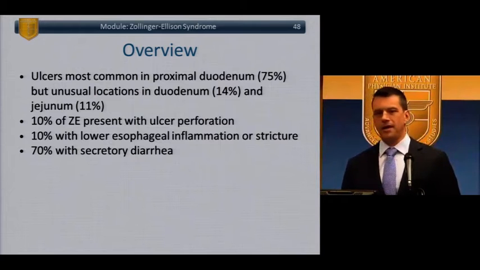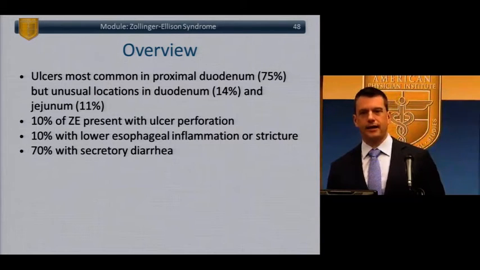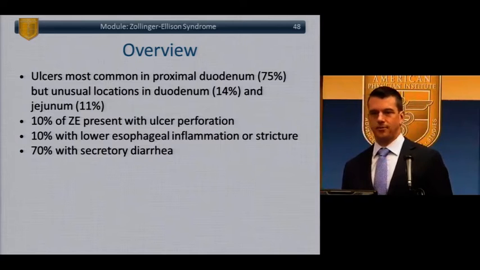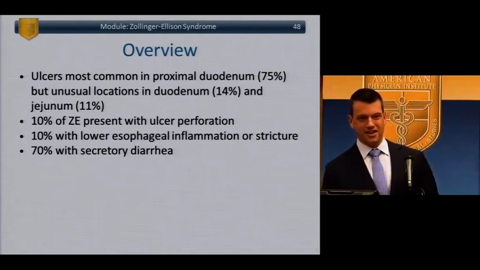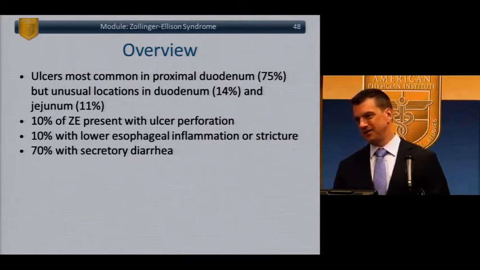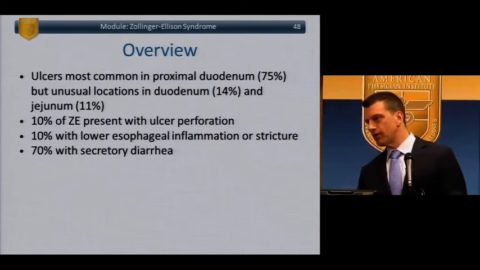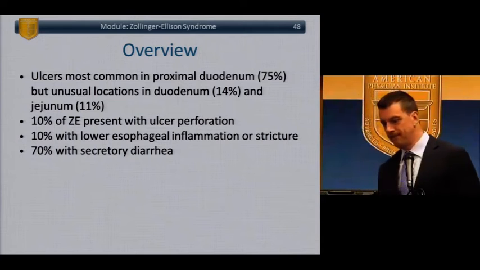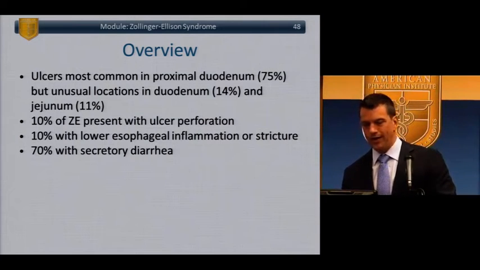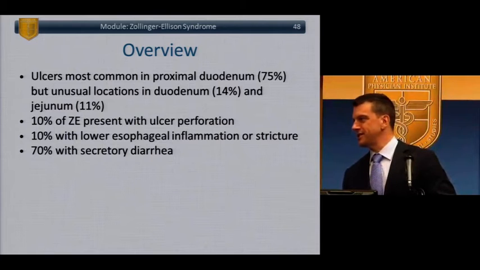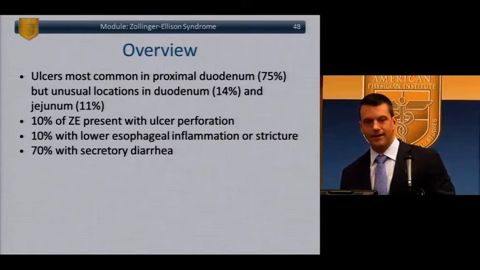And so if you're presented with a case and you see on endoscopy the patient has ulcers in the proximal D2 extending into the jejunum, check a gastrin level, consider Zollinger-Ellison, consider the other parts of the workup for multiple endocrine neoplasia. 10% will present with perforation. About 1 in 10 will have inflammation or stricture at the esophagus. 70% have a secretory diarrhea associated.